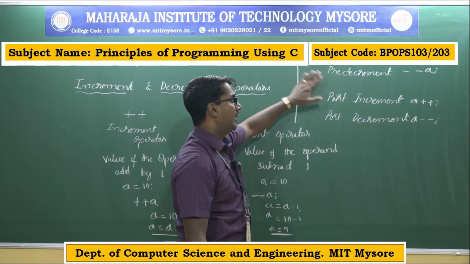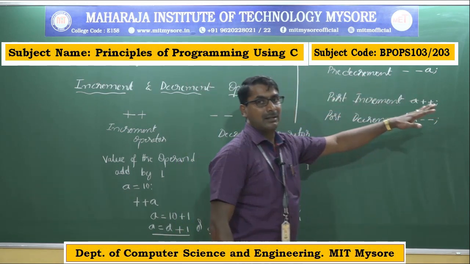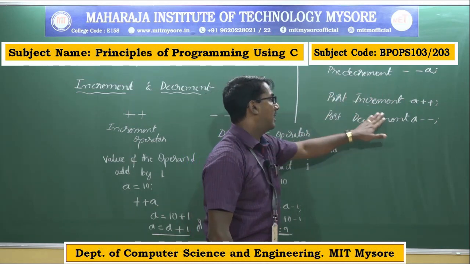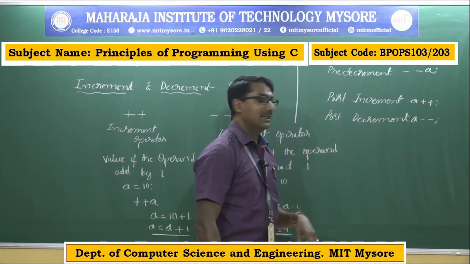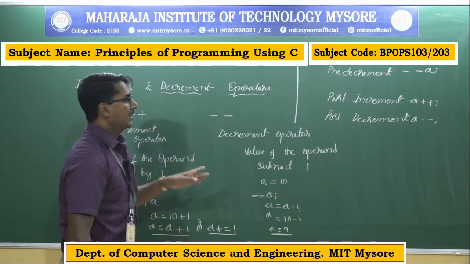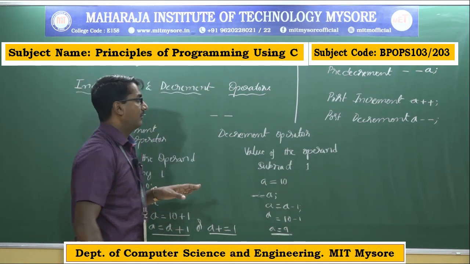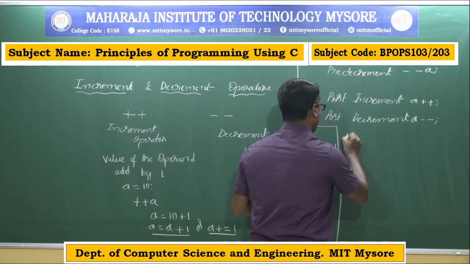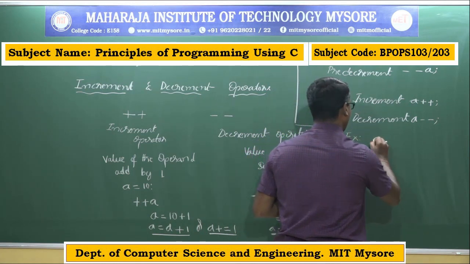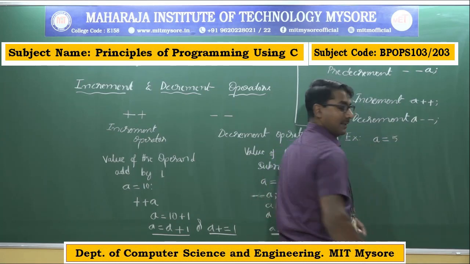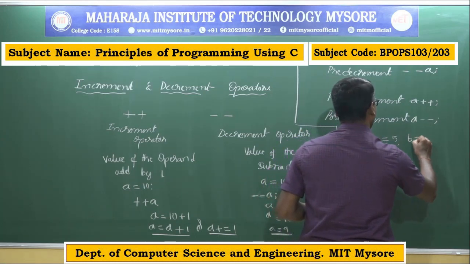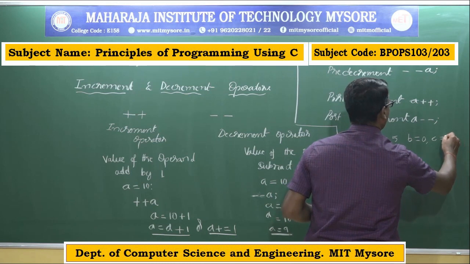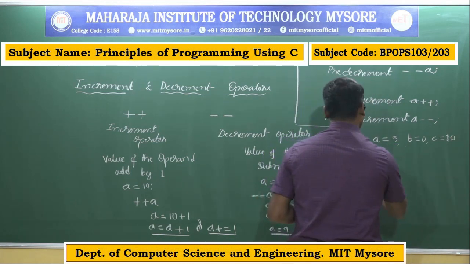Here we can easily observe that in pre-increment and pre-decrement the operand is prefixed with plus plus and minus minus. In post-increment the operand is suffixed by plus plus and minus minus. Here the value updation is different, so we must be very careful when performing this operation. Let's consider an example. Now my value of A is 5. Then I assign B is equal to 0 and C is equal to 10.